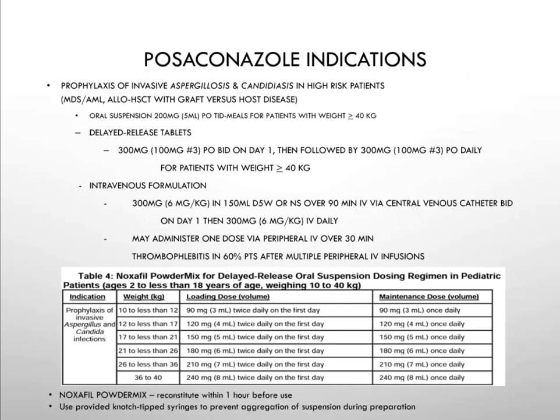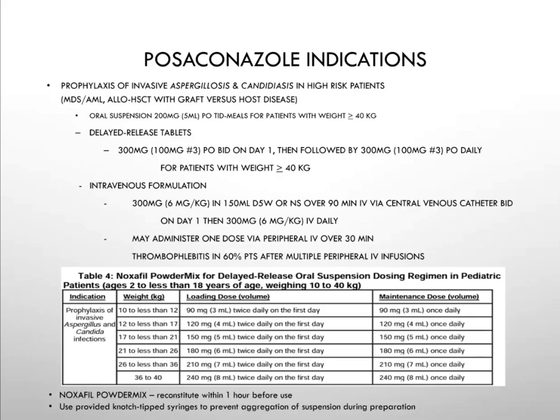Switching over from Voriconazole to Posaconazole, which is FDA approved for prophylaxis of invasive aspergillosis and candidiasis in high-risk patients. So we're talking about our MDS AML patients post-induction chemotherapy and our allogeneic stem cell transplant patients with graft-versus-host disease. Initially approved was an oral suspension at 200 milligrams, 5 mL, 3 times a day with meals. A much better formulation, delayed release tablets, 100 milligram tablets, 300 milligrams twice a day on day 1, followed by 300 milligrams daily thereafter. We have an IV formulation with the same dosing.